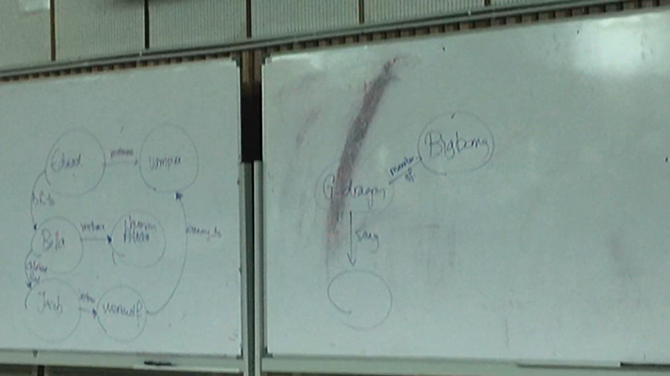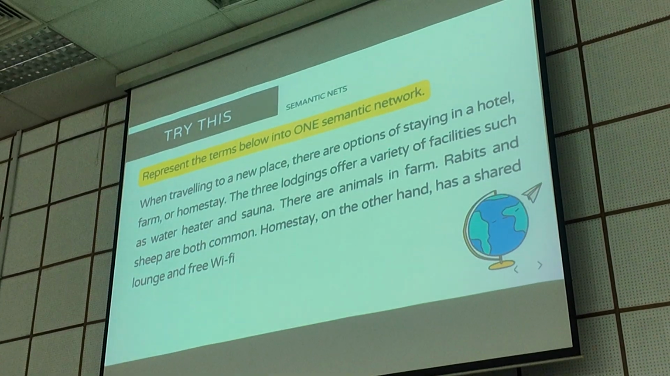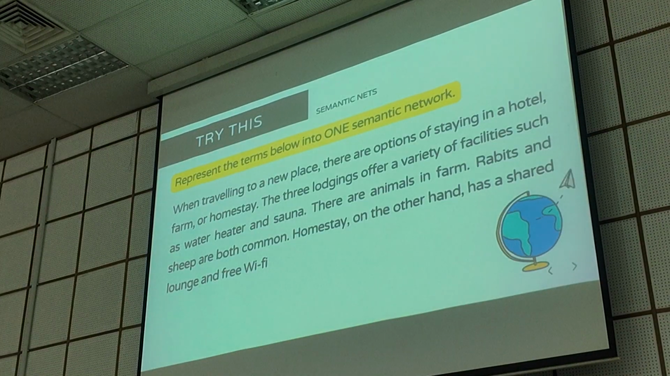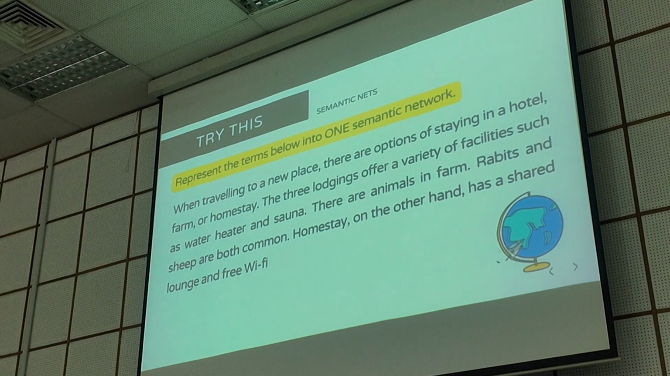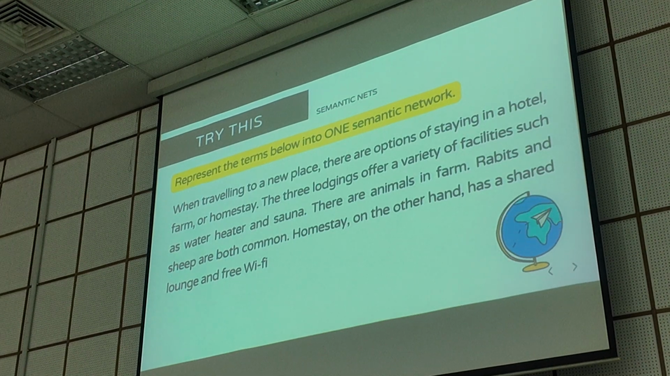So look at these questions. Perhaps I give you 3 minutes to see whether you are able to draw the semantic network to represent this story. When traveling to a new place, there are options of staying in a hotel, farm, or homestay. The 3 lodgings offer a variety of facilities: water heater, sauna. There are animals in the farm; rabbits and sheep are both common. Homestay, on the other hand, has a shared lounge and free Wi-Fi. Yeah, 3 minutes.